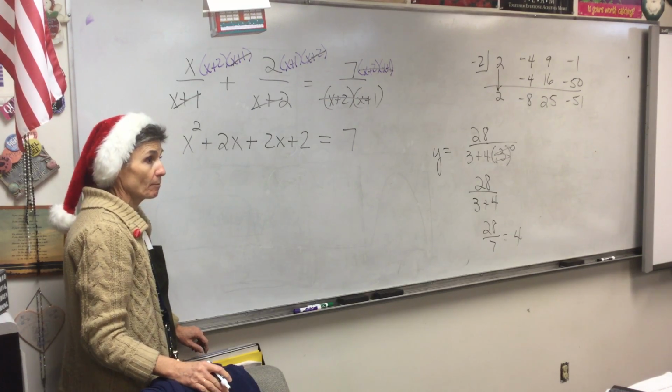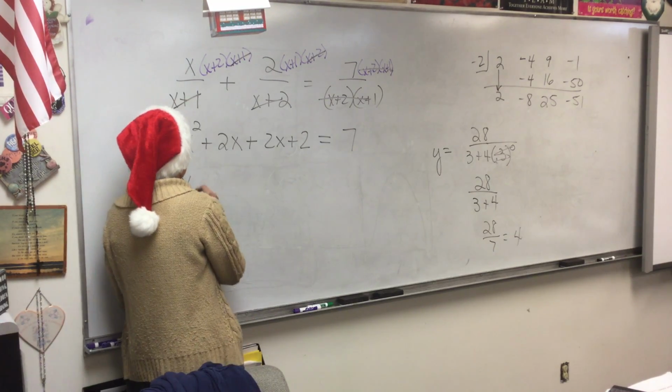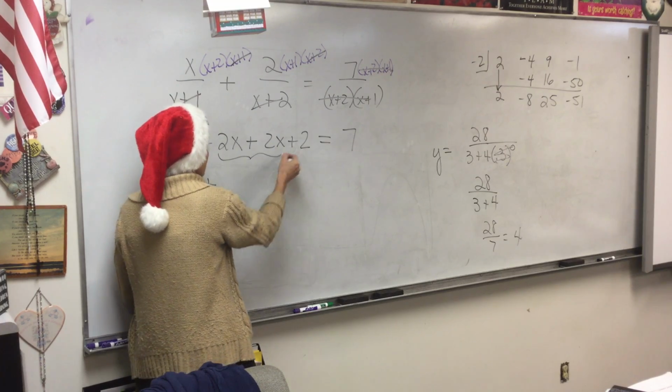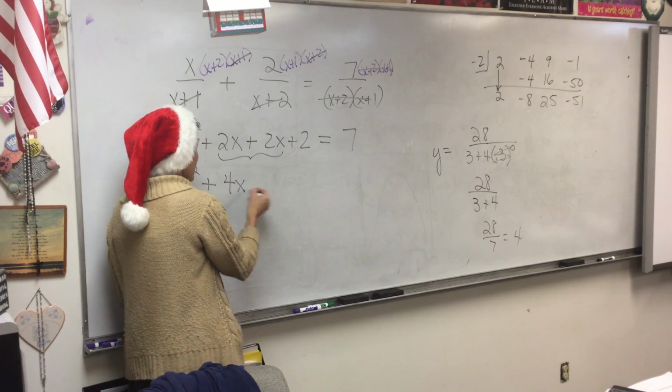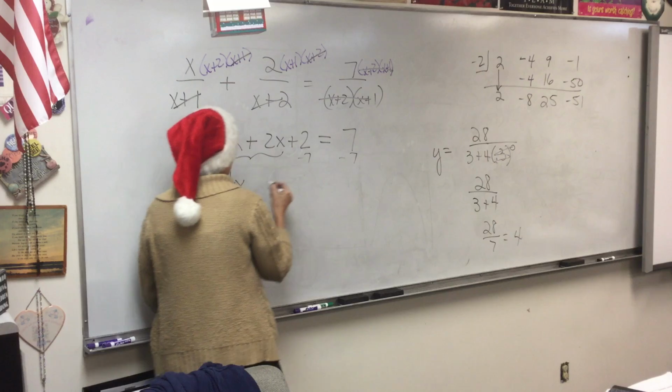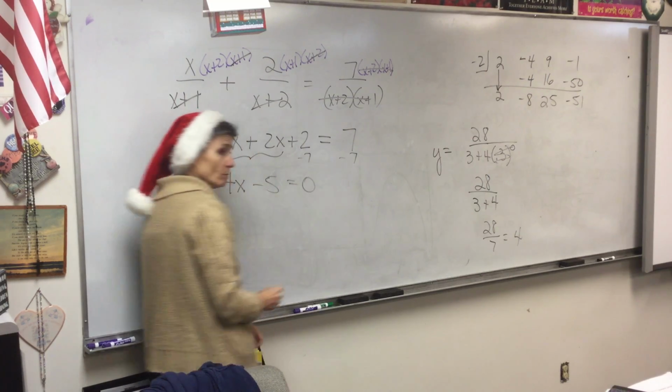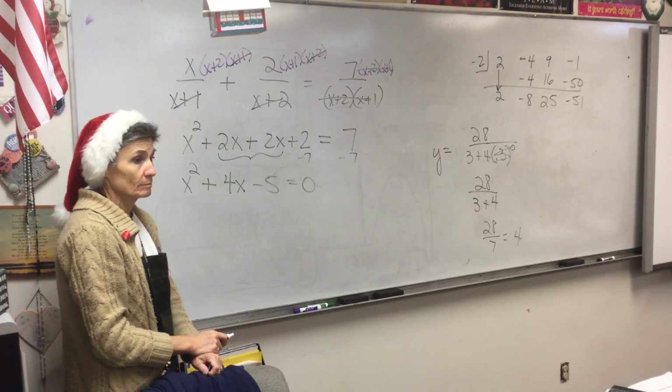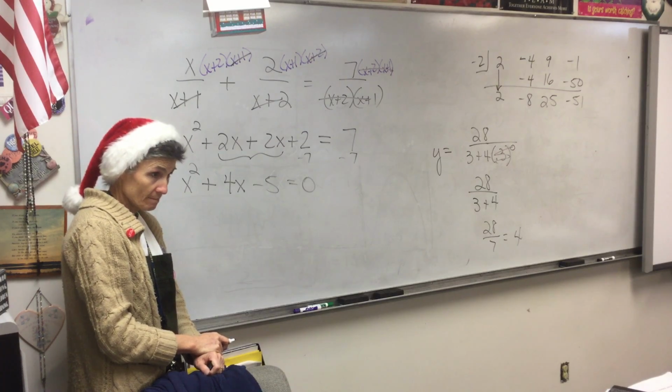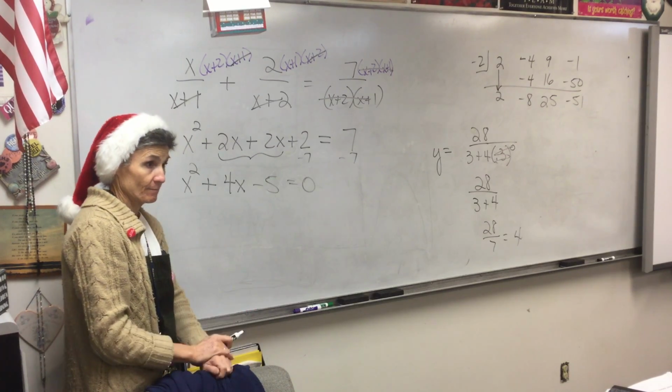Alright, so should we clean it up probably? So x squared plus, let's add these together, 4x. Let's move the 7 over, minus 5 equals 0. With me, Ethan? Or what should I do with that?